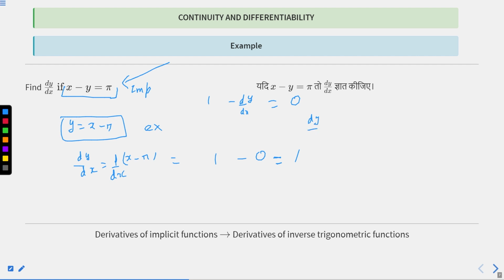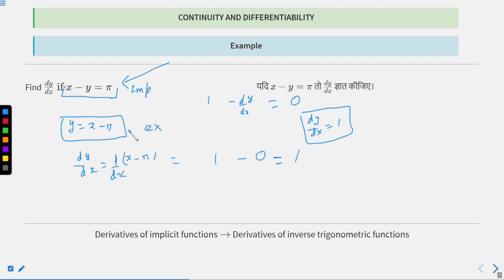Here you got the same answer. So in this manner you can find the derivative of an implicit function. Okay, simple. This means you have to operate the d by dx operator on the left and the right hand side of the implicit function, and in such a manner you will get the answer for your derivative. One example you just saw. Now let us move to the next.